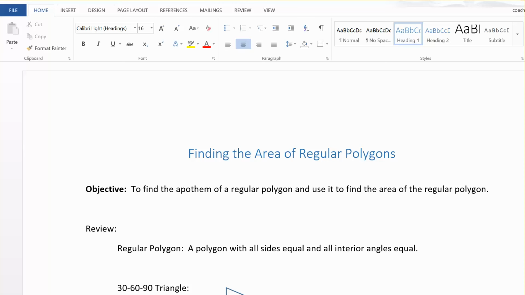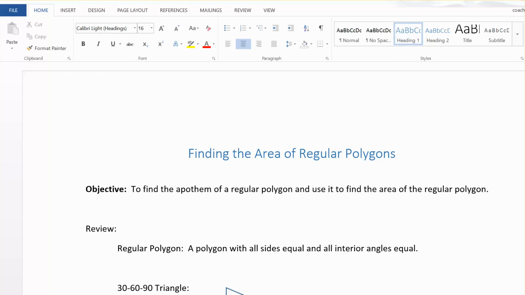Okay, in this section, we're going to find the area of regular polygons. Now, we know how to do triangles. We know how to find the area of squares. But we're going to be finding the area of pentagons, hexagons, octagons, and so on. So our objective today is to find the apothem of a regular polygon. We'll learn how to find it, and we'll use it to find the area of a regular polygon.